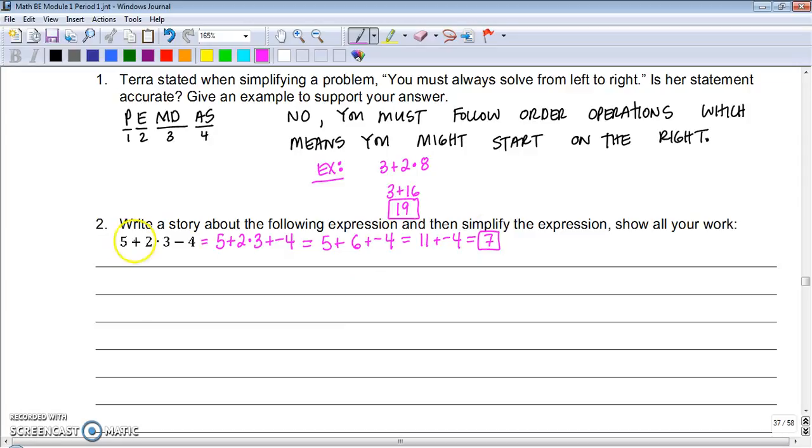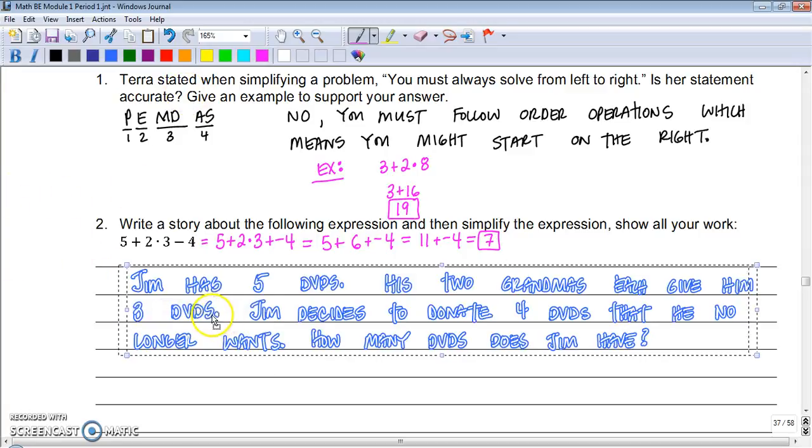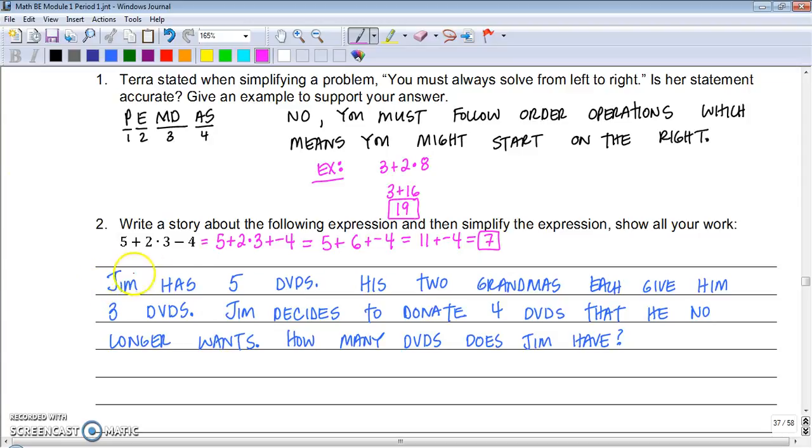And so I need a story where I start with 5 of something, and then there's 2 sets of 3, and then I reduce or lose or subtract 4 things. So I made a story that deals with DVDs. I said Jim has 5 DVDs. His 2 grandmas each give him 3 DVDs. So that's where the 2 times 3 is. I'm not saying 6. I'm saying 2 groups of 3.